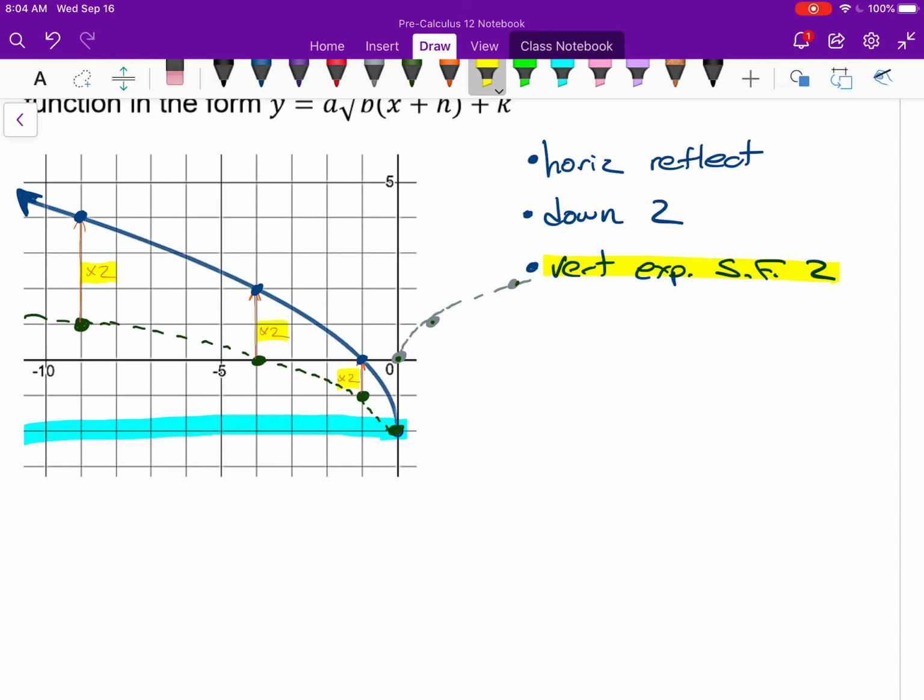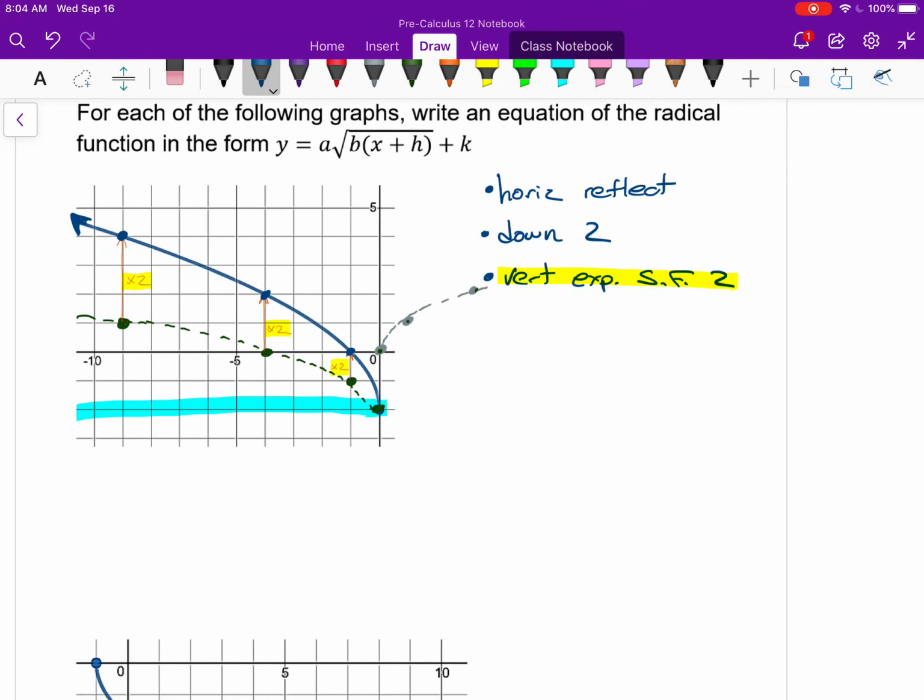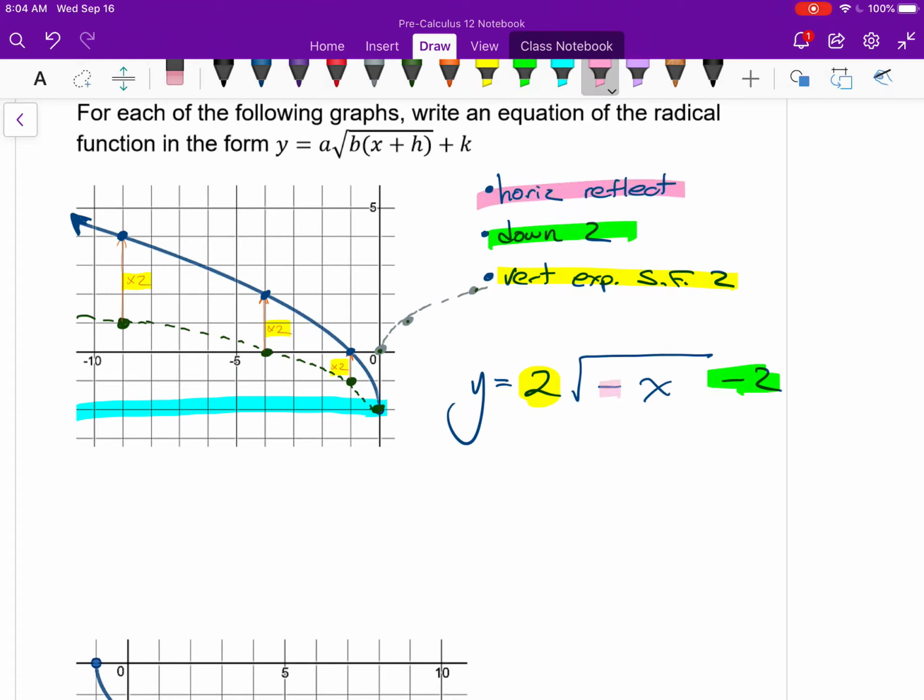And now that I know that, I can write my equation. And so my equation will look like this. The equation of this must be y equals 2 times the square root of negative x minus 2. And again, the 2 is my vertical stretch. Down 2 is going to take away 2 outside the equation, and the horizontal reflection is the negative in front.